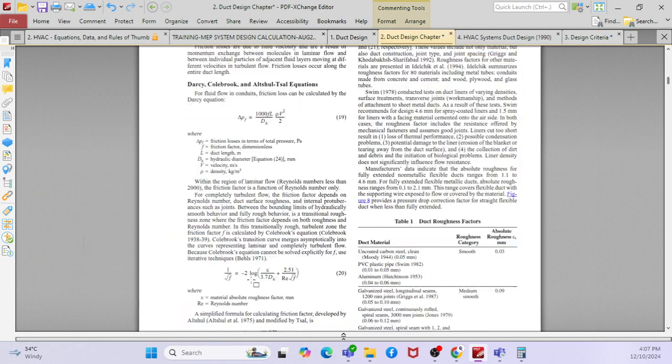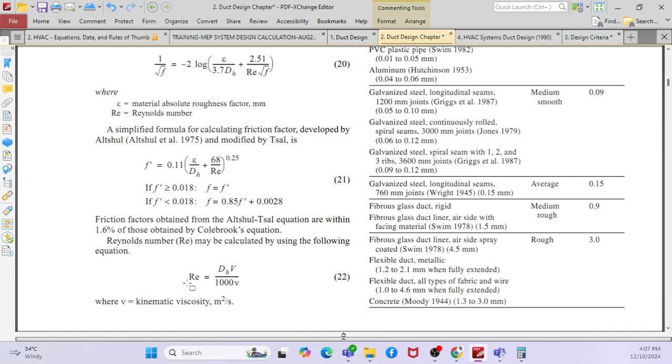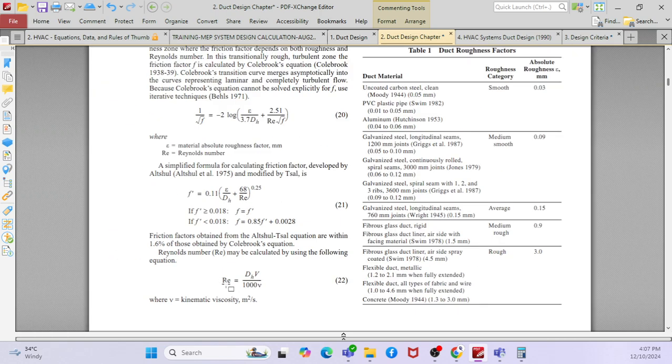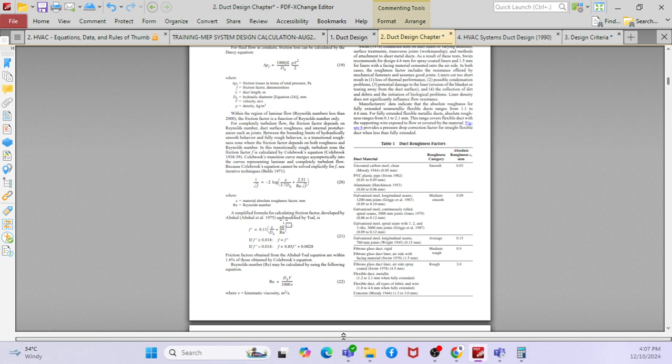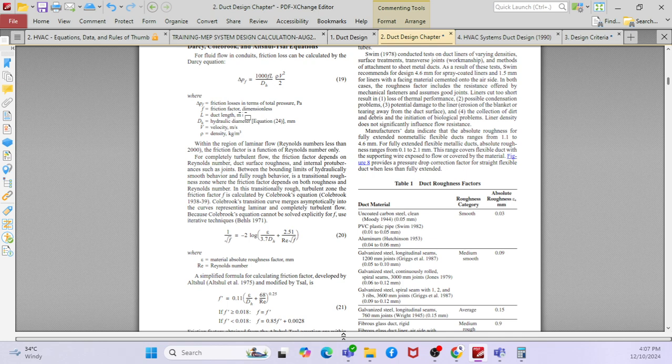Different velocities have different Reynolds numbers. To calculate the Reynolds number, you can see the formula here: Re = 1000 d V divided by 1000 times kinematic viscosity, where d is the diameter and V the velocity. It depends upon the fluid viscosity. Then if you go to the Colebrook formula or graph, you can calculate the friction factor directly from the Reynolds number and the type of material.